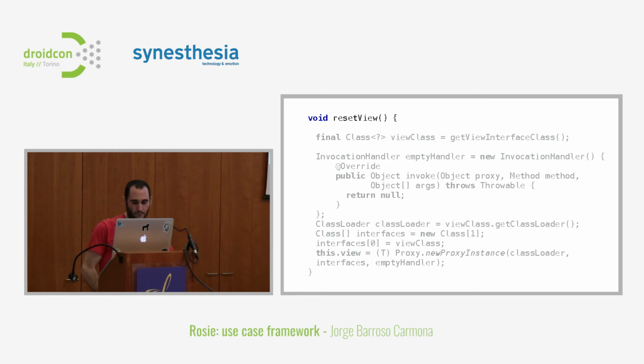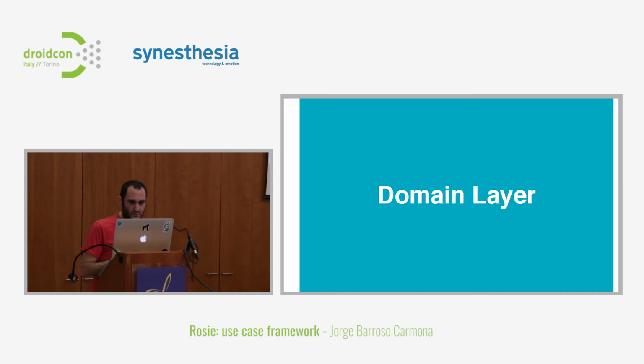Domain layer. For the domain layer, the most important thing is that this is our application. This is the core of our application, all the code that is important for our business. There are going to be classes, for example, if I'm making a feed of photos, the photo object, the user object, the feed element. It is the core of the application.